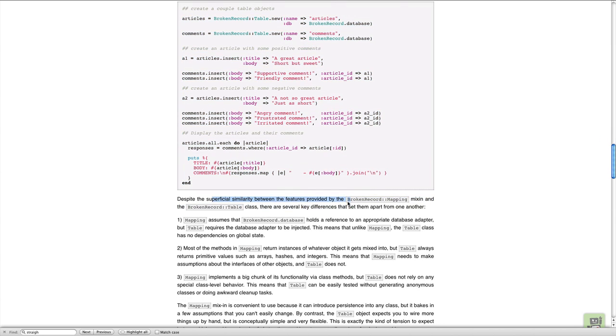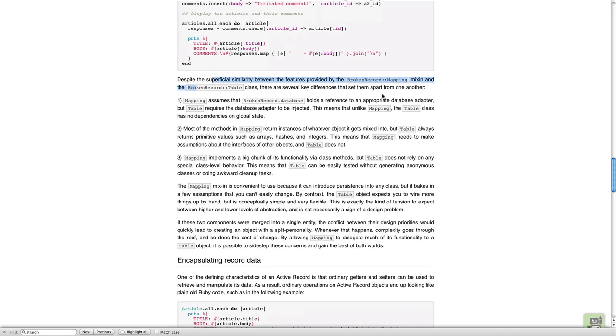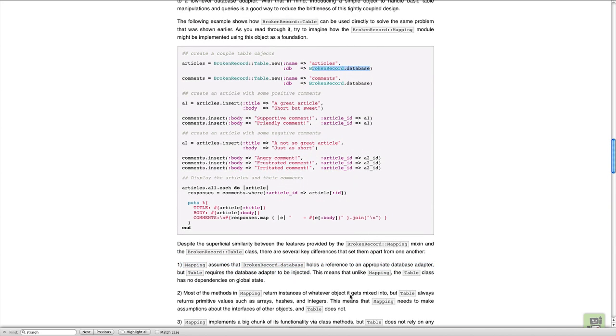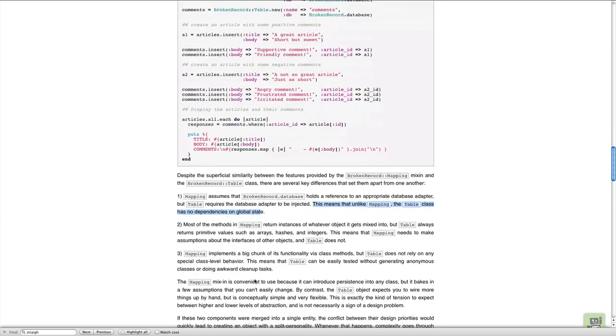Despite the superficial similarity between the features provided by the broken record mapping mixin and the broken record table class, there are several key differences that set them apart from one another. 1. Mapping assumes that broken record database holds the reference to an appropriate database adapter, but table requires the database adapter to be injected. This means that unlike mapping, the table class has no dependency on global state.